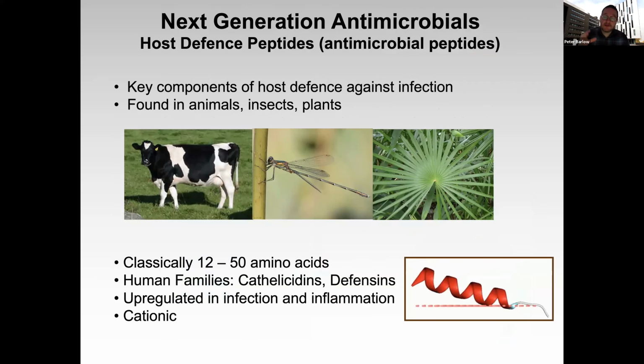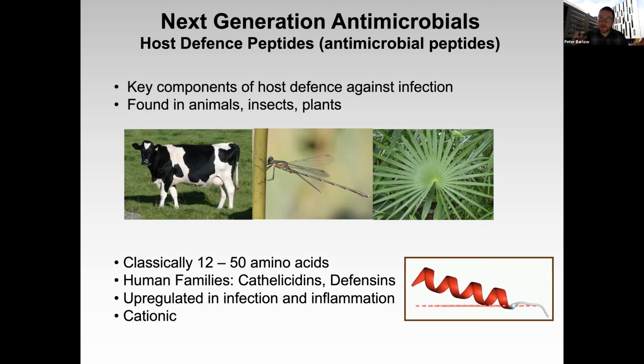So host defense peptides are incredibly exciting next generation antimicrobials. I mentioned that they're a key part of the innate immune response against infection, and they're actually found in most organisms, including animals, insects, plants, and humans. They are very tiny molecules, normally only about 12 to 50 amino acids long. And in humans, we've got two main families, the cathelicidins and the defensins.